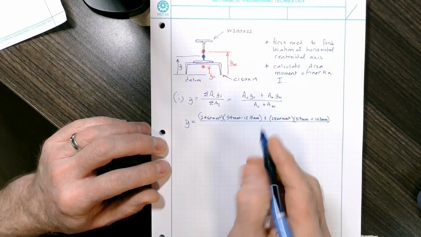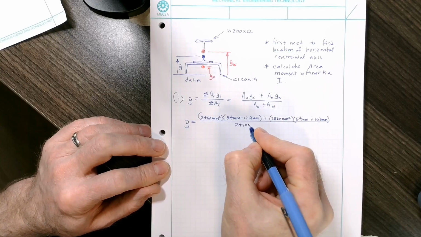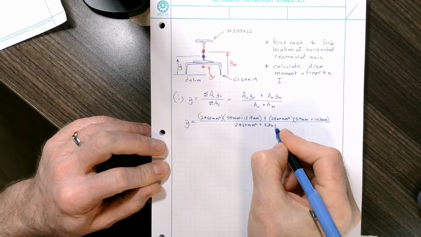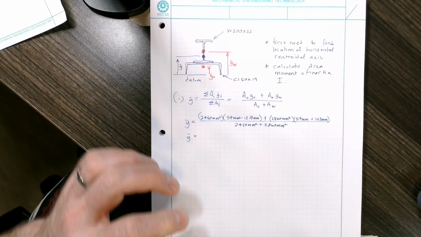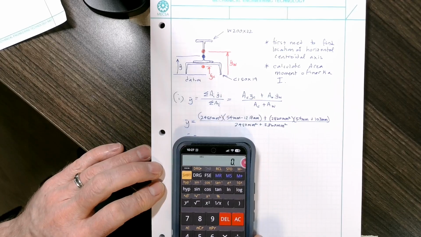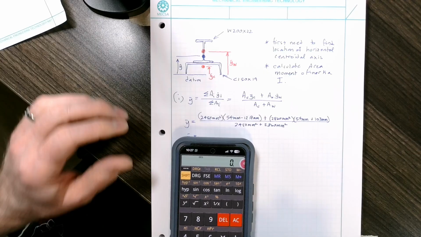The denominator is easy because you already have the areas. You just add them together. 2450 square millimeters plus area wide flange 2860 square millimeters. And now you got to do the calc, which is a matter unto itself. So here's the calculator. Okay. And so you just crank it out. Do it twice, hey?